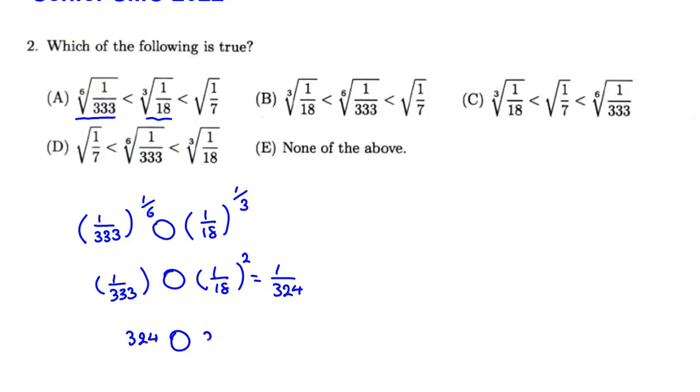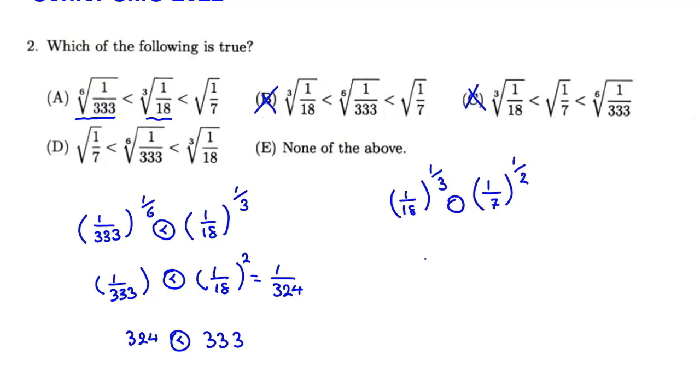Now, which of them is greater? If we cross multiply, because they are positive, we can do that. Here it is greater, greater, greater. So we understand that this number is greater. So we can reject this one, we can reject this one. And now we should consider between A and D. So we can consider 1 over 7 and 1 over 18. 1 over 18 to the power of 1 over 3 and 1 over 7 to the power of 1 over 2.